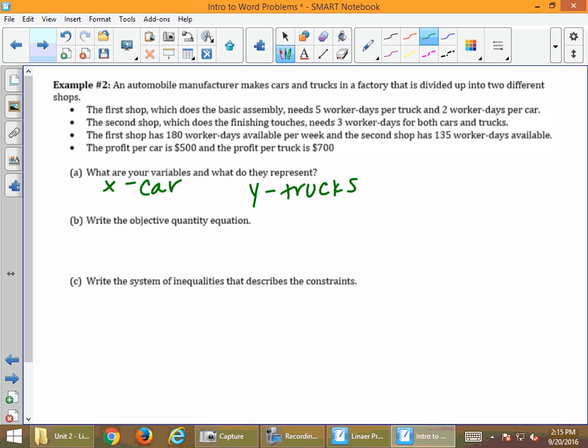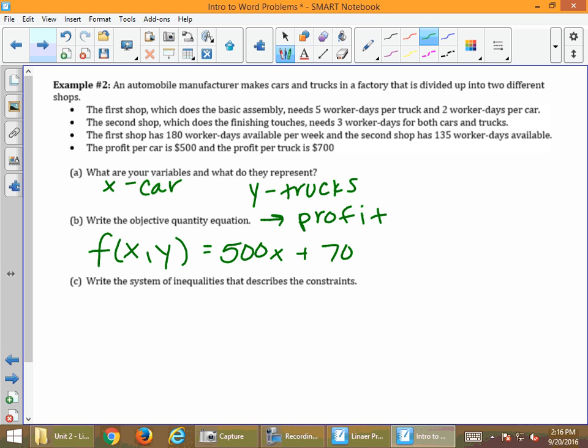Now we have to write that objective quantity equation, aka an equation for our profit. How much do we profit from a car? So how would that look in our equation? Yeah, 500x. Plus, how much do we profit from a truck? 700. So what would that look like in our equation? 700y. There you go. You just made that. Just take the profit of the one object, write it next to its variable, add it to the profit of the other object, write it next to its variable. Done. Major profit equation.